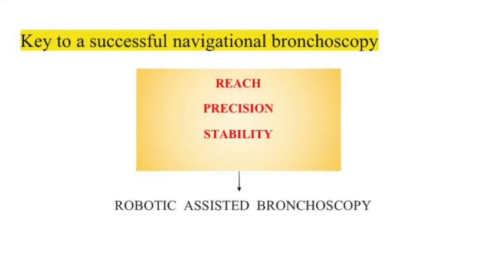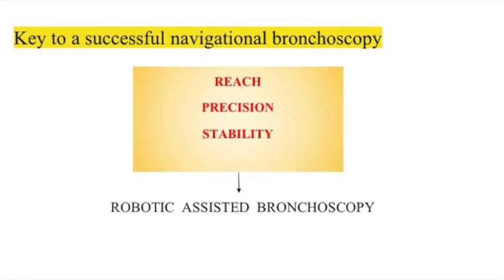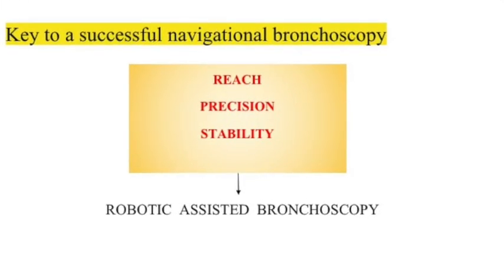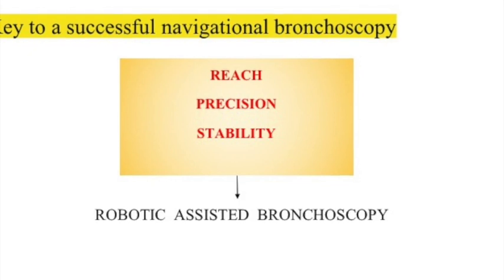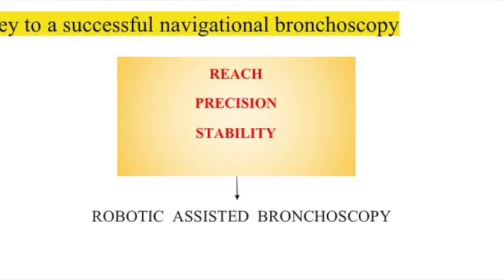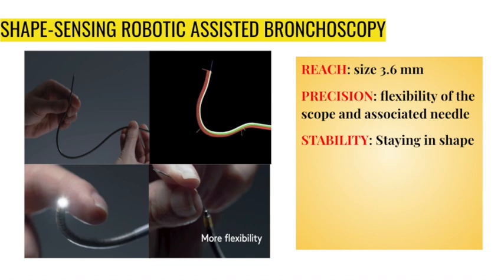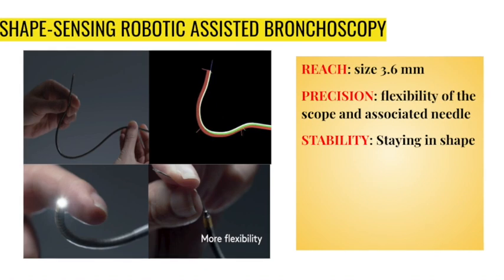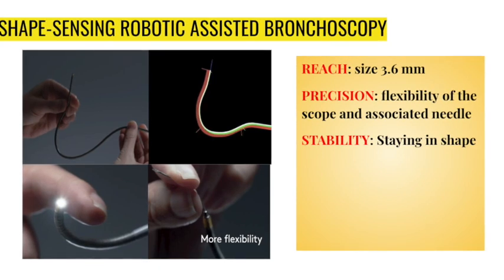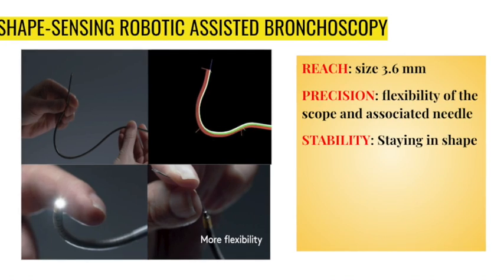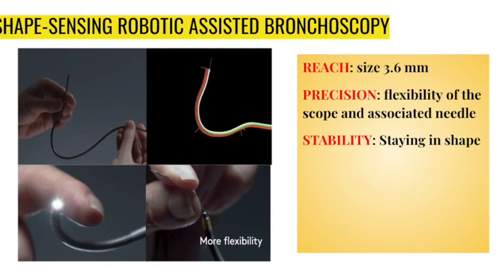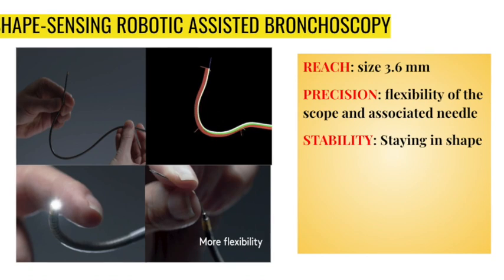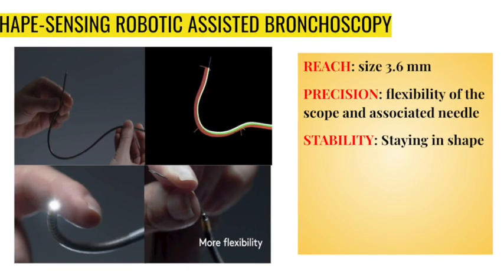So robotic assisted bronchoscopy is the state-of-the-art system for peripheral bronchoscopy that can achieve category number 1: reach, precision, and stability. And why is that? There are two main players of robotic bronchoscopy. The first system I'm going to talk about is the shape sensing robotic assisted bronchoscopy. As you can see here, the bronchoscope has a size of 3.6 millimeters, which is close to the size of the very thin bronchoscopes nowadays. And so it can reach very far out, up to the 9th generation airway inside the lung.